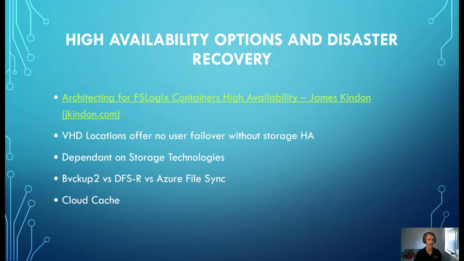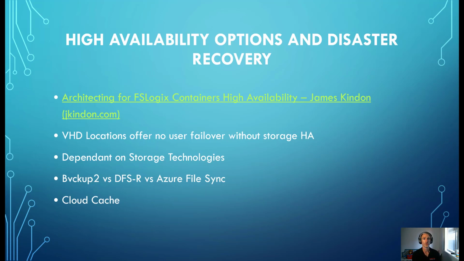HA for FSLogix is absolutely critical. VHD locations offer no user failover without storage HA. There's no, this one's not available, use this one, once the container's already up. Game over if you lose one. Depending on the storage technology underneath will depend on how you can achieve that storage HA. If you're looking at synchronization options, BCDR 2 is by far the best thing for dealing with replication. It destroys DFSR. It can do block level, real-time replication of containers that are mounted.